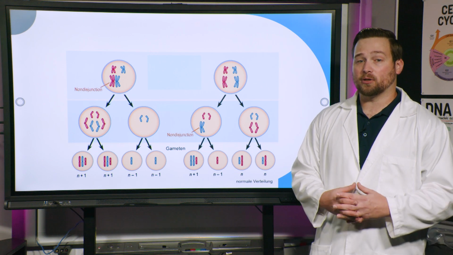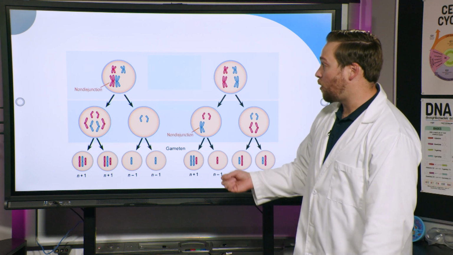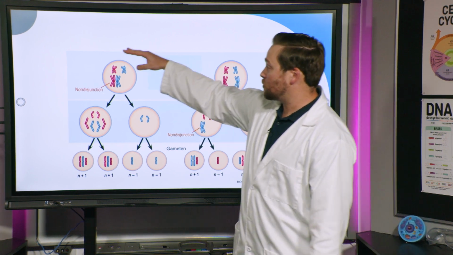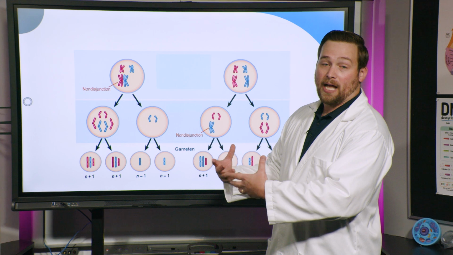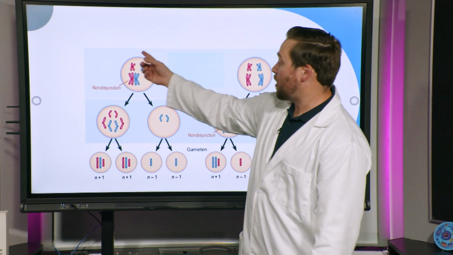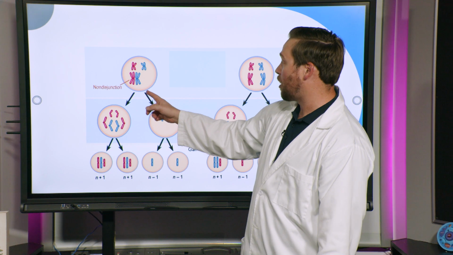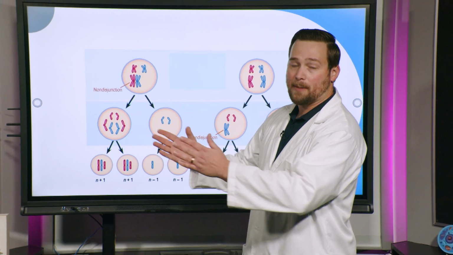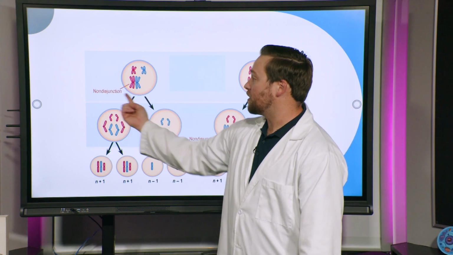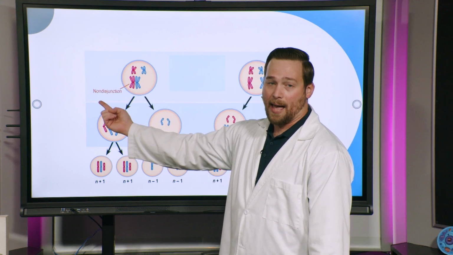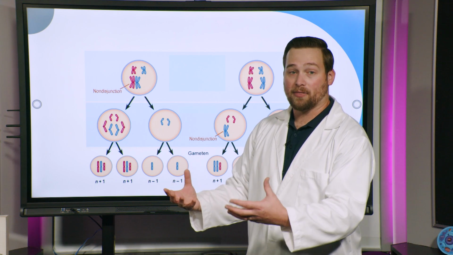So let's take a closer look at what's happening, and we'll talk about it in a little more detail. Over here on the left, this is what can happen. This is non-disjunction, and this is what it would look like if it happens in anaphase 1. Notice up here we've got 2 pink chromosomes and 2 blue chromosomes. They are supposed to be separated and go into these different cells. But we've had something known as non-disjunction happen. Non-disjunction is when the chromosomes don't separate the way that they're supposed to.